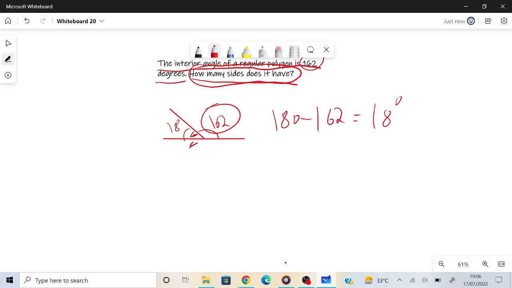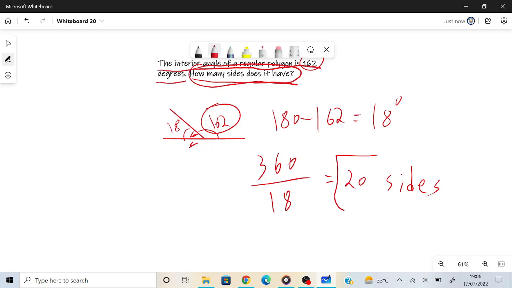And we need to see how many 18 degrees it would take to make 360 degrees, because as soon as it adds up to 360 degrees, that's how you know it's a polygon. So doing 360 divided by 18 to find the number of sides, you should get 20 sides. Now let me just explain it again because it can get a bit confusing.